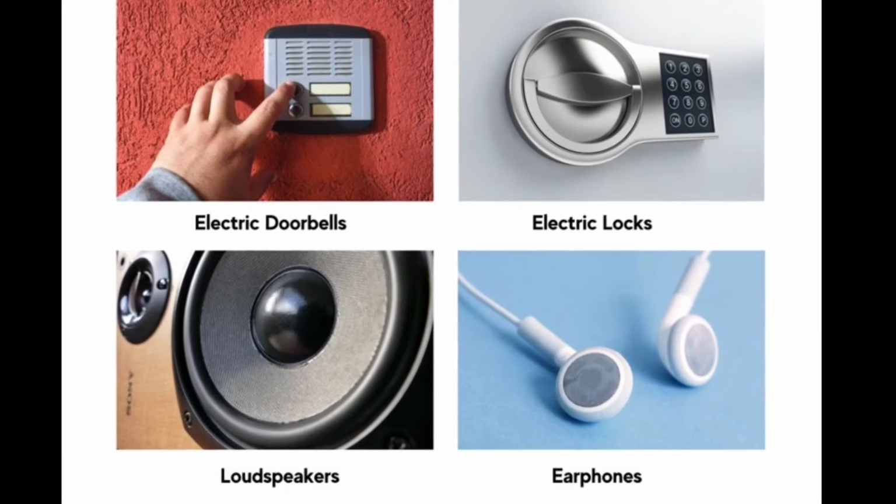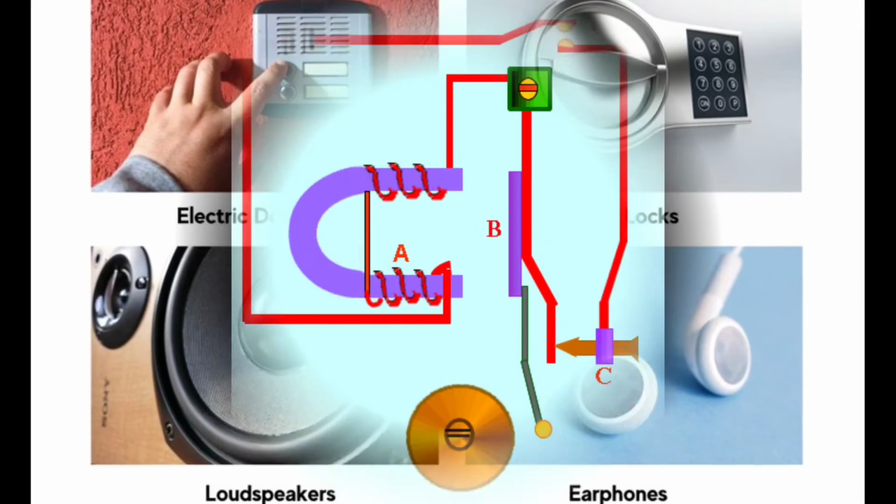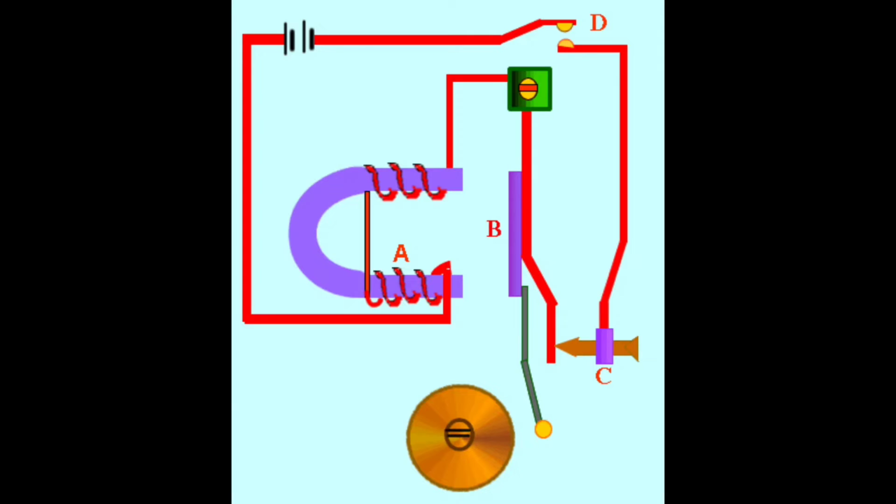Let's discuss what happens in electric doorbells. This is an image of the inner circuit of an electric bell. Before we understand how this works, you should remember that an electromagnet acts as a temporary magnet. That means it will only act as a magnet as long as an electric current flows through it. So in this case, A is an electromagnet. So when the D switch is on, the current will flow through A and it becomes an electromagnet.